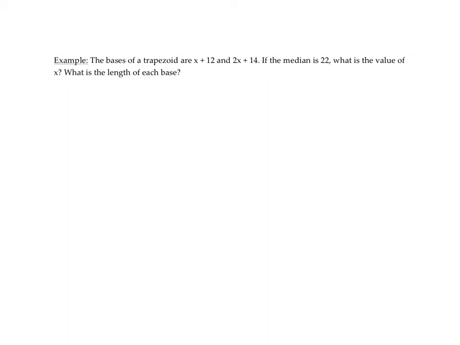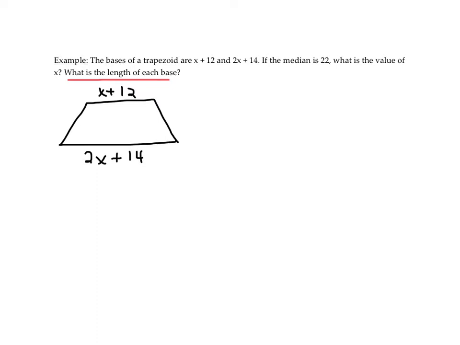Okay, in our last example, it says the bases of a trapezoid are x plus 12 and 2x plus 14. If the median is 22, what is the value of x? And then the follow-up question, what is the length of each base? So let's just sketch out a trapezoid so you can see what's going on here. So one base would be x plus 12. Let's make that the shorter one. And the second base has a length represented by 2x plus 14. And then we have our median in between. So remember, median connects the midpoints. And we know that the length of the median is 22.